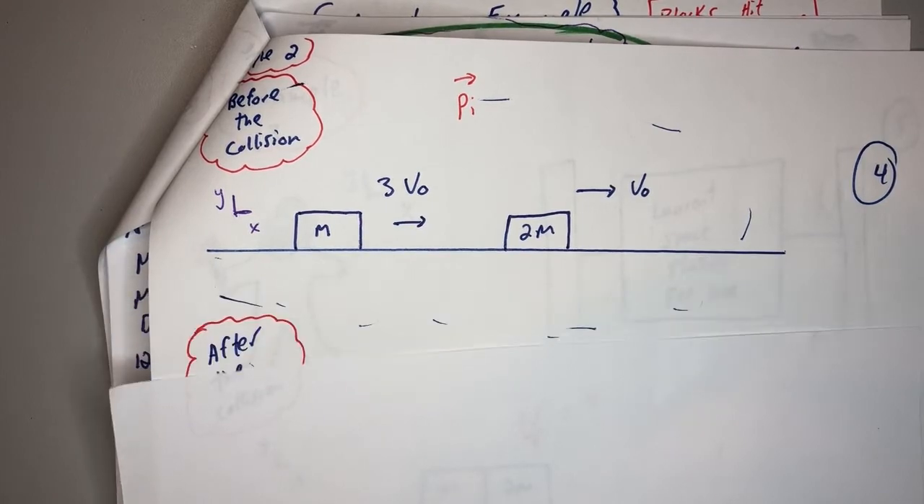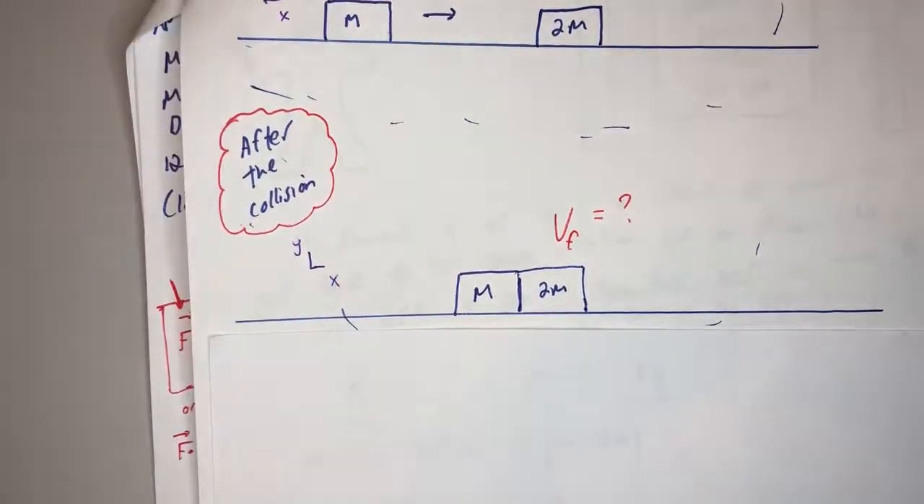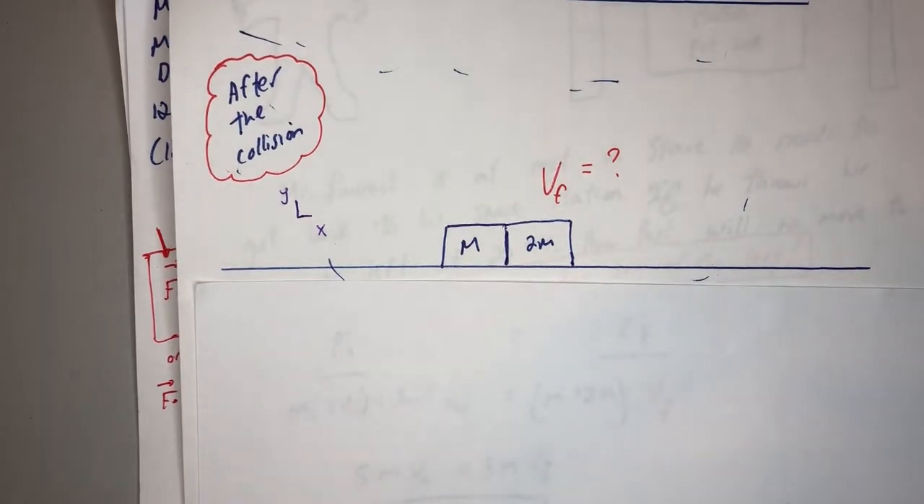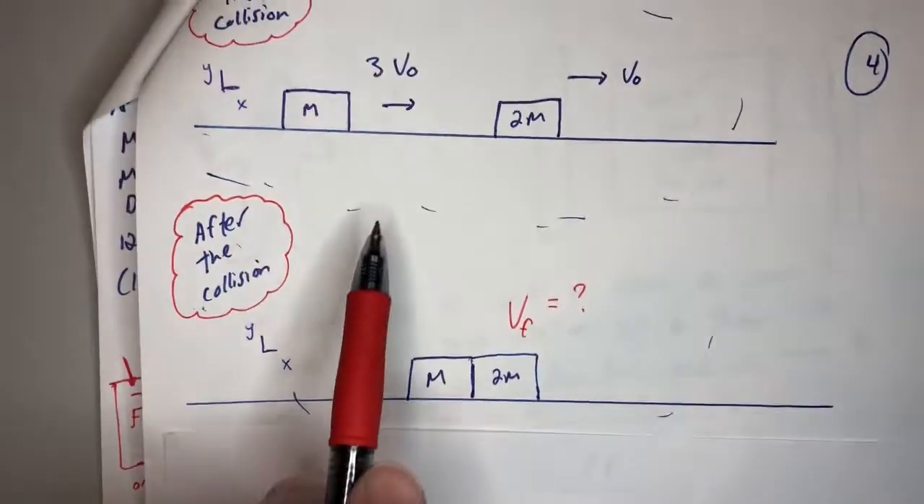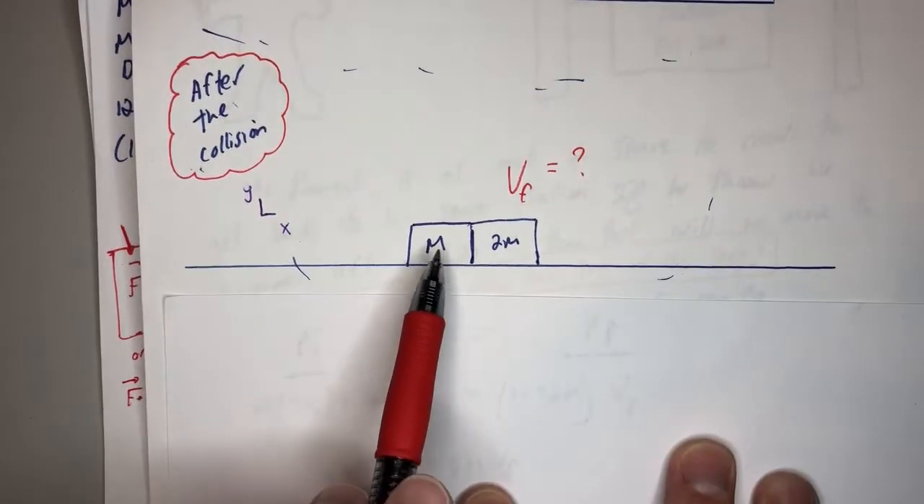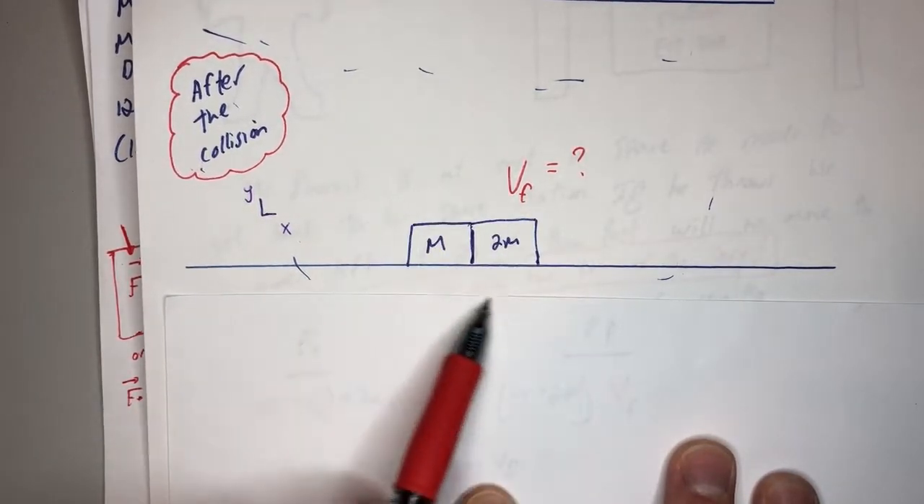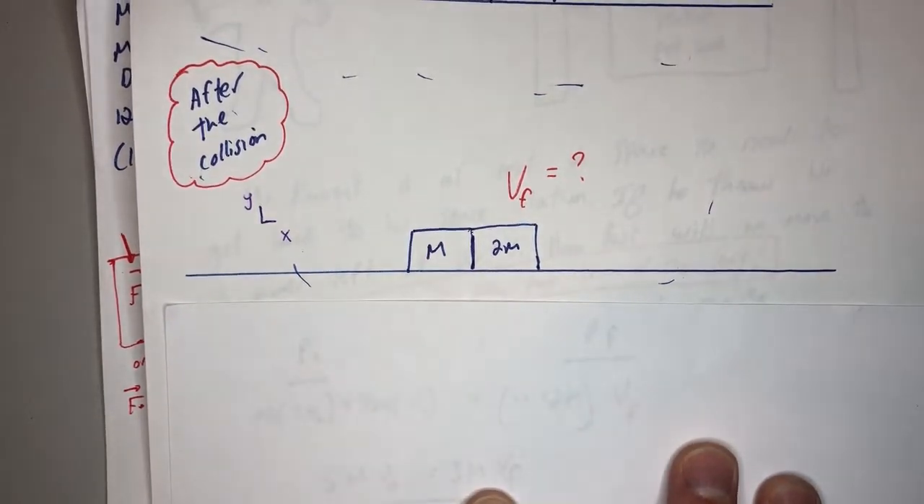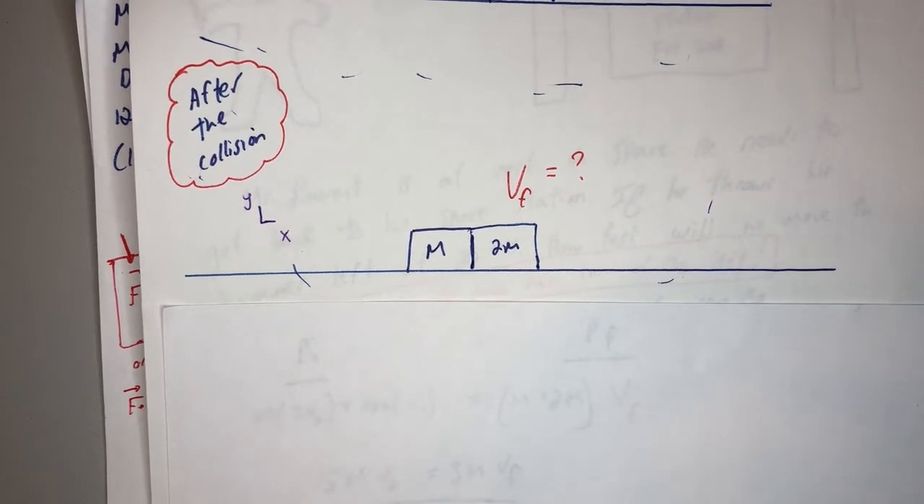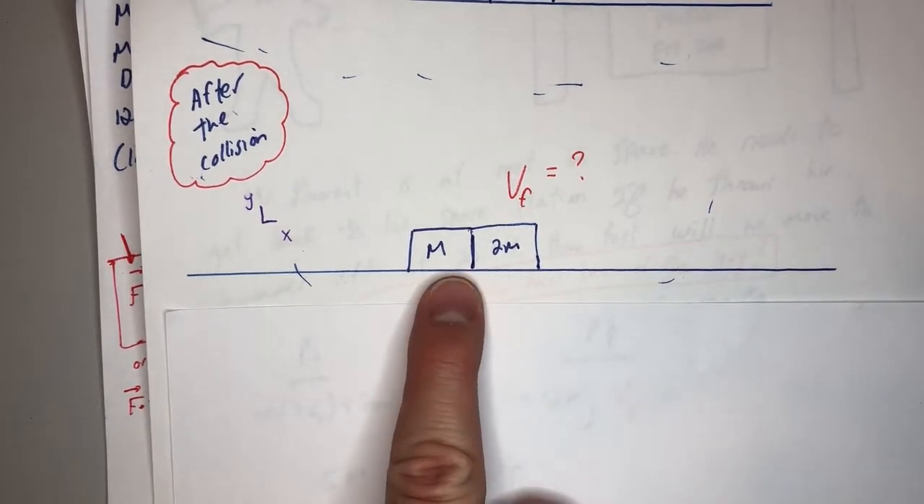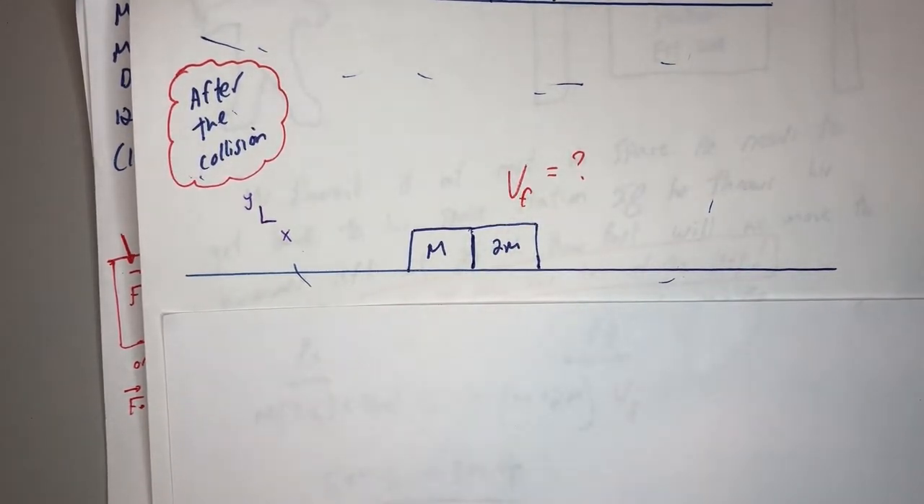And here's the picture at the end. They hit and they stick together. Now, if this mass was m before and this is 2m, they're going to hit and stick together, so they're going to have a combined mass of, you guessed it, 3m, okay? And the question is going to be, all right, they hit and stick together, how fast are they going? See if you can do it.